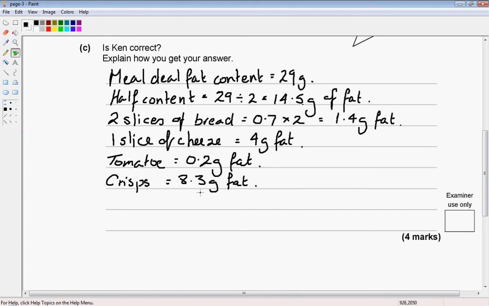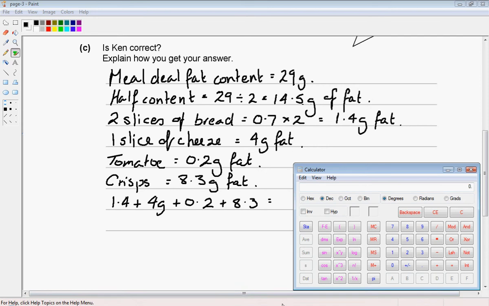So now what we need to do is add these together. So we would have 1.4 grams of fat for the bread, 4 grams of fat for the cheese, plus 0.2 grams of fat for his tomato, and 8.3 grams of fat for his crisps. So we need to now add this up.